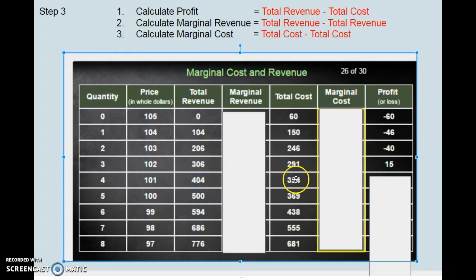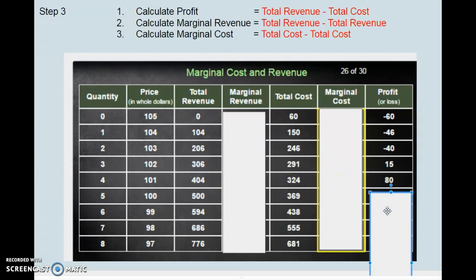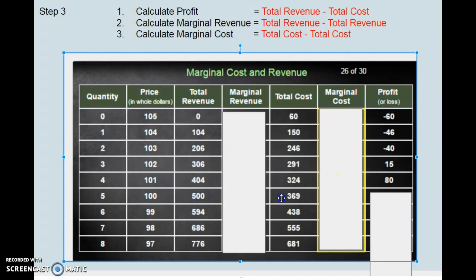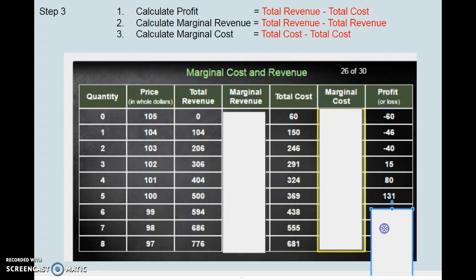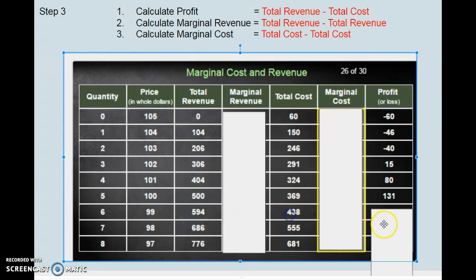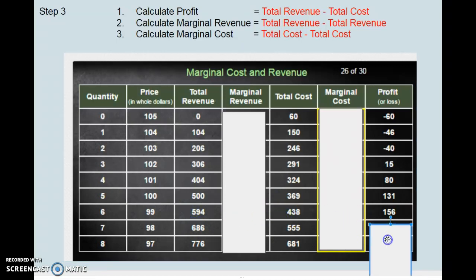And then again, I'm going to sit here and subtract all of these. 404 minus 324. I made $80. 500 minus 369. I made $131. 594 minus 438. I subtract them again. $156, and I'm going to go down the column. And notice it starts to go down a little bit. So what we're going to do is try to figure out where to hold this steady to make a profit. So we still need some more calculations.